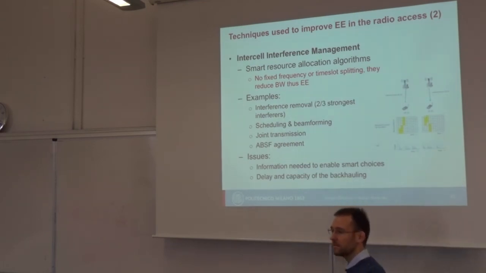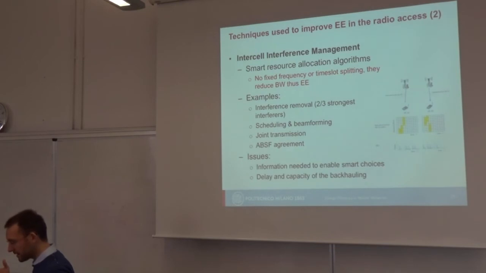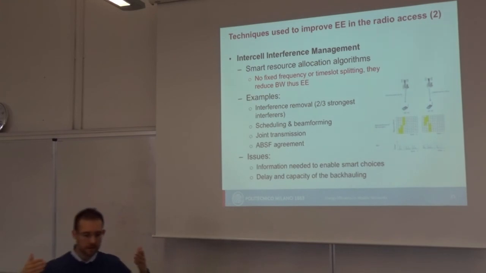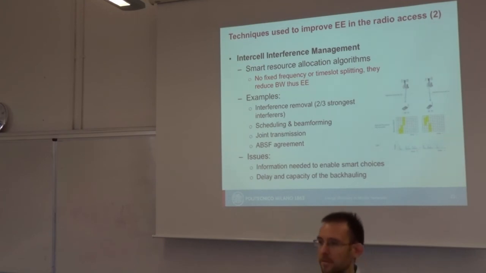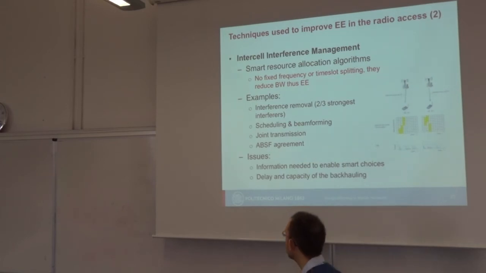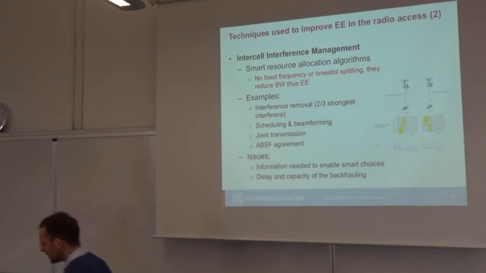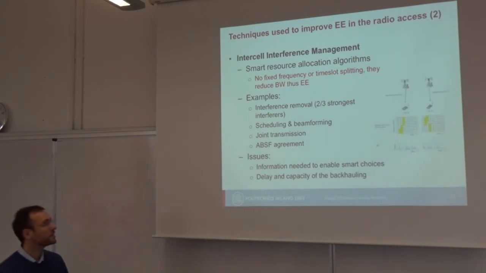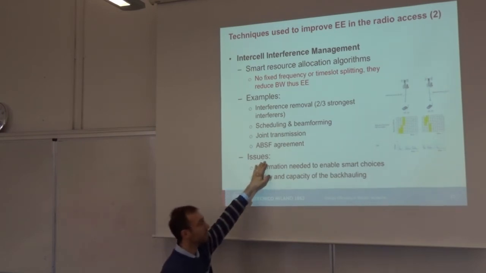Another thing you can have is joint transmission. So you can have base stations synchronized basically at symbol level. They transmit something which, when it is received in a synchronous way, basically improves your SIR. Or another thing, which is similar but requires less stringent synchronization among base stations, is ABSF agreement.